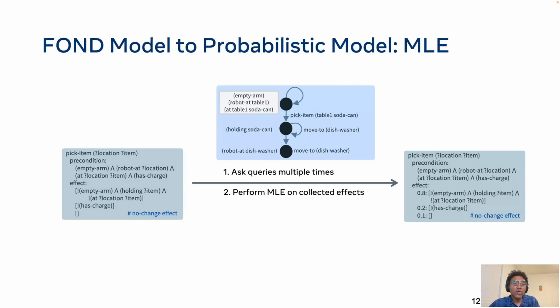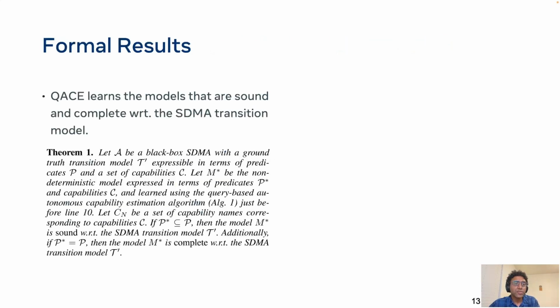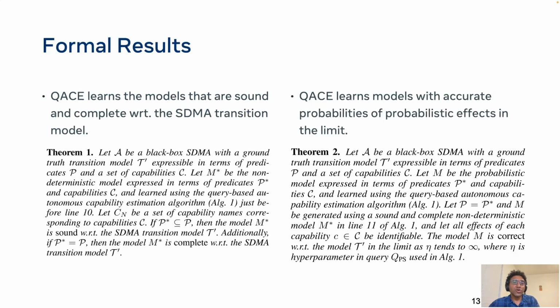Now we'll move on to the results. So we were able to show that the models that CASE learns are sound and complete with respect to the sequential decision-making agent's transition model or transition system. And we are also able to show that in the limit, CASE learns models with accurate probabilities.